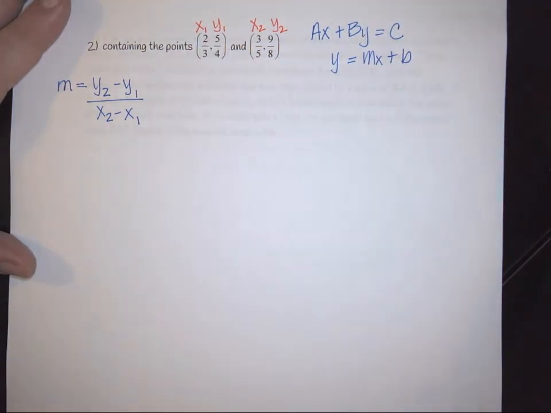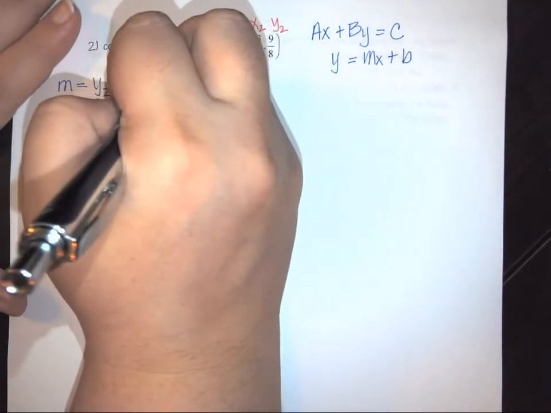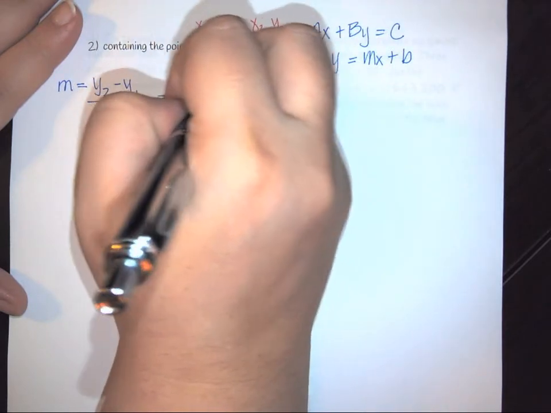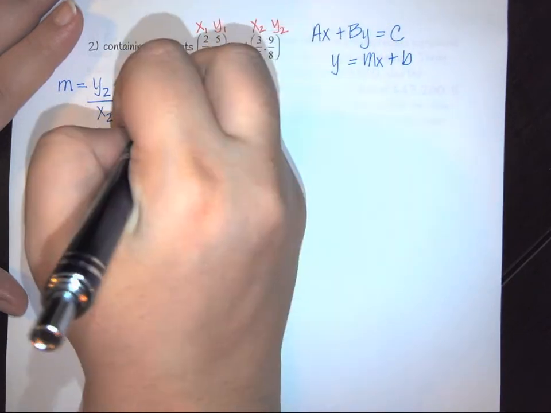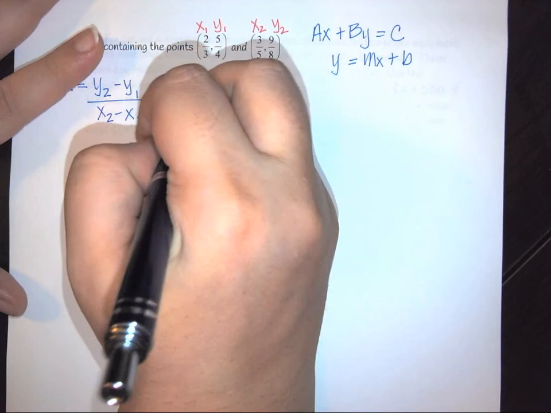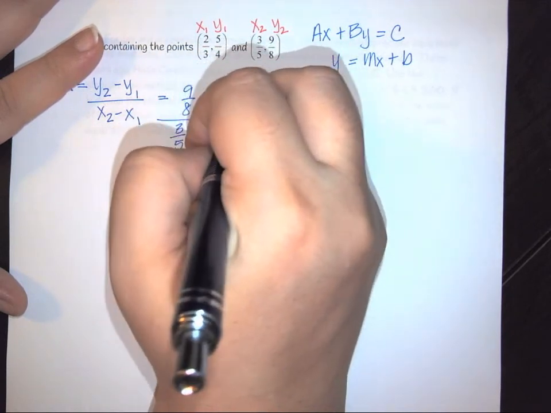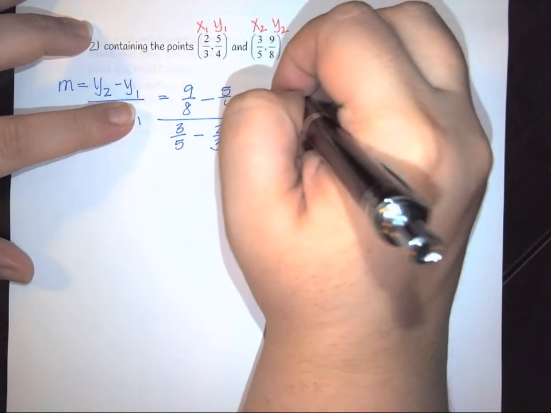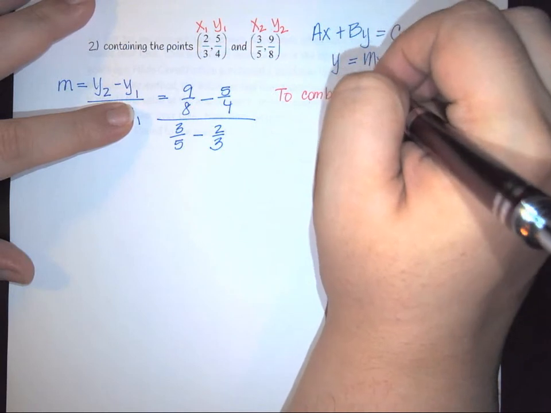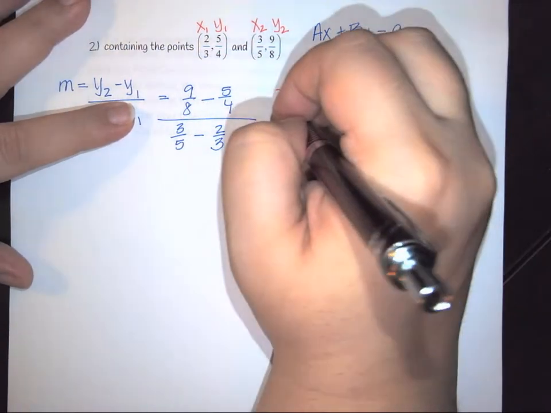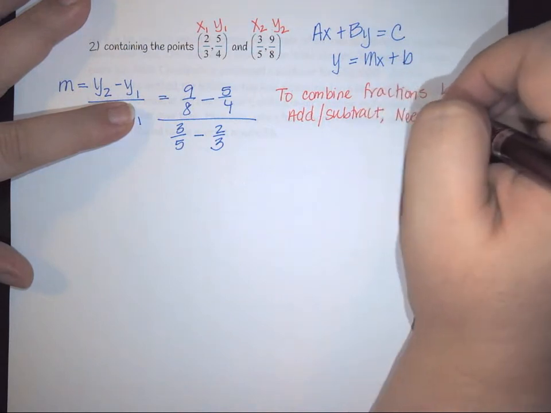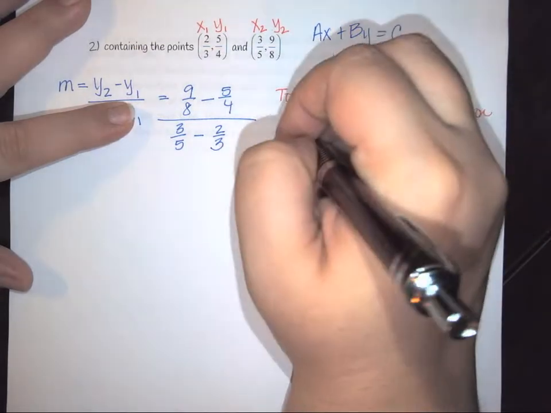So here we have to plug into our formula in order to get things to work. So here my y2 was 9/8. So I have 9/8 minus my y1 is 5/4. And I'm going to divide that by my x2, which is 3/5, minus my x1, 2/3. Now with this, I have to remember my number one fraction rule, which says to combine fractions by addition or subtraction, you need to have a common denominator.